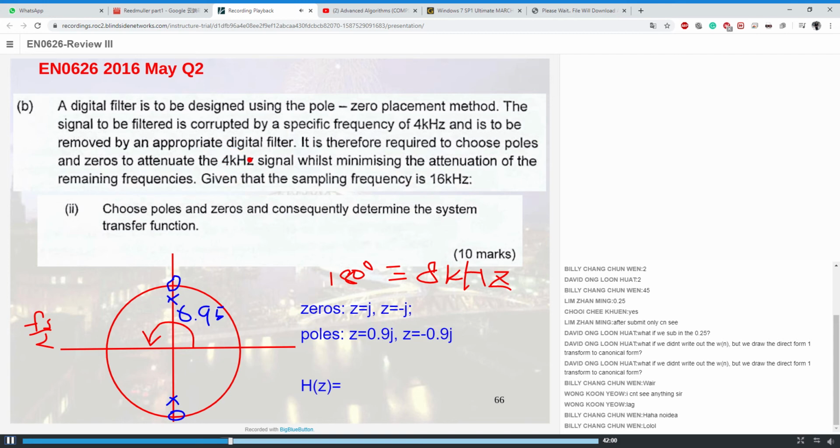Then you try to understand, with the poles over here and the zero over here, what is the attenuation on the remaining frequencies? The target is 4 kilohertz, and you can also investigate at 4 kilohertz. Will you have exactly zero after the filter? These are all investigations based on the Z value, then substituting into the transfer function to get the so-called response.